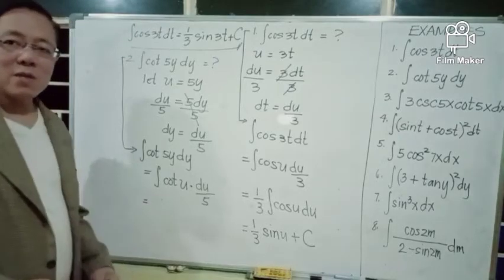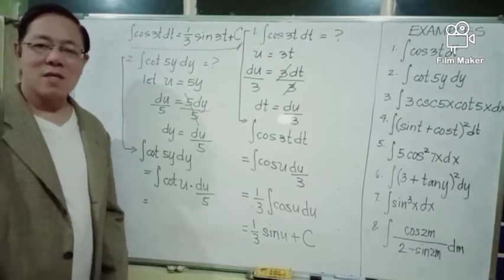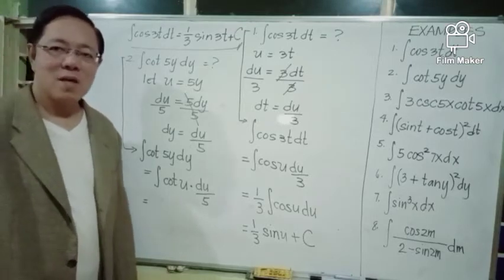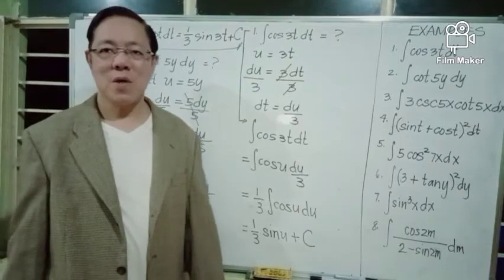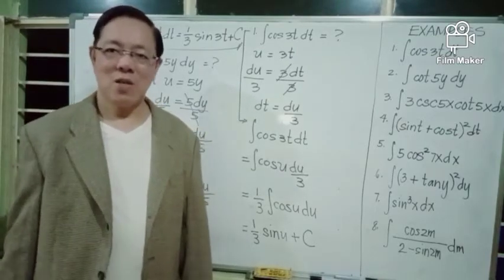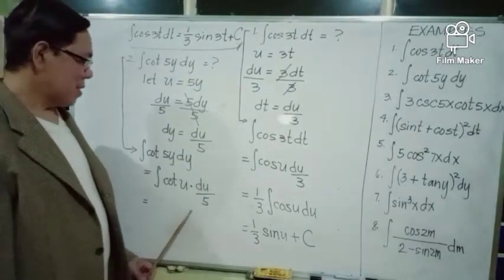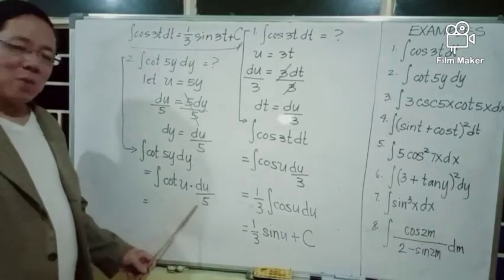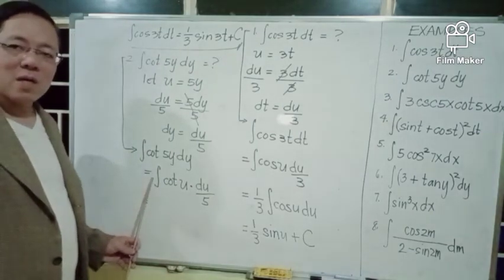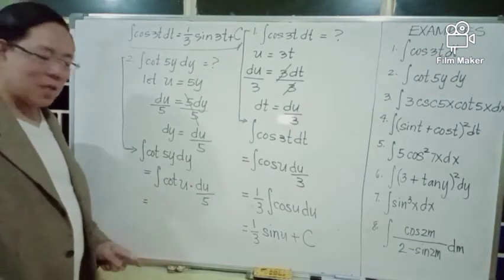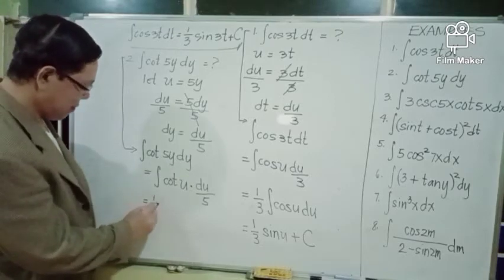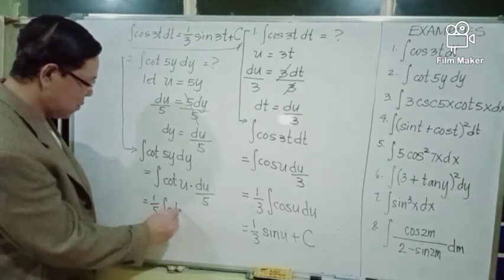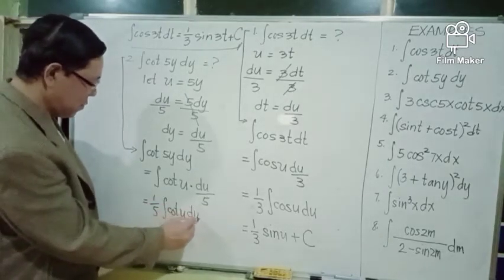And we apply the integration rule for the integral of a constant and a function. The integral of the product of a constant and a function equals the constant times the integral of the function. Hence, by that integration rule, we can bring 1 over 5 out of the integrand, in front of the integral sign: 1 over 5 times the integral of cotangent u with respect to u.